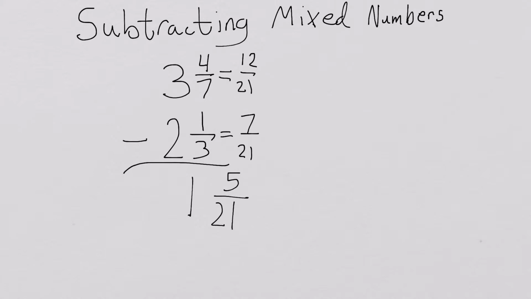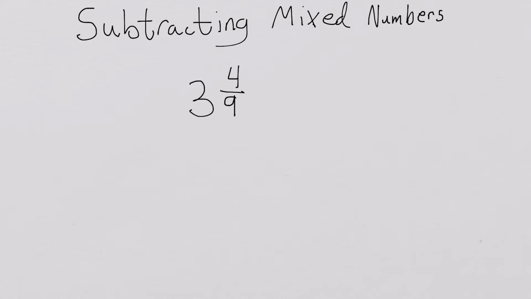Sometimes, though, as what happens with subtraction, we need to regroup. There could be a time when the fraction on the bottom is worth more than the fraction on the top. We need to learn how to do that. So let's first talk about regrouping when we have a mixed number.